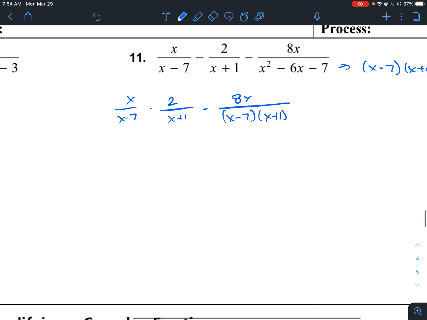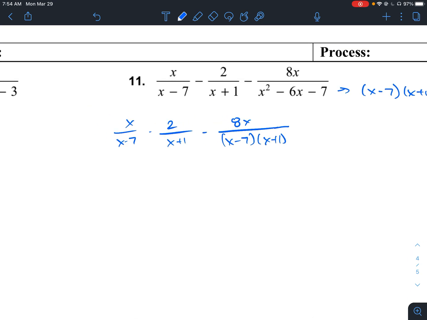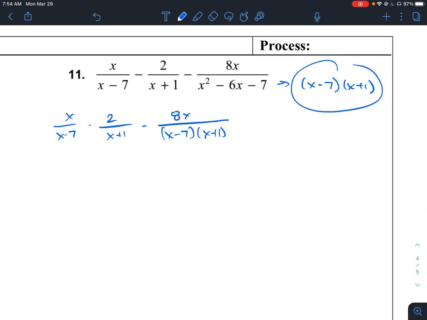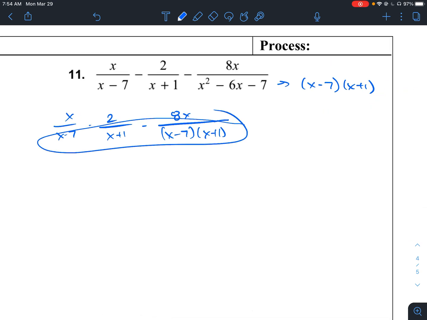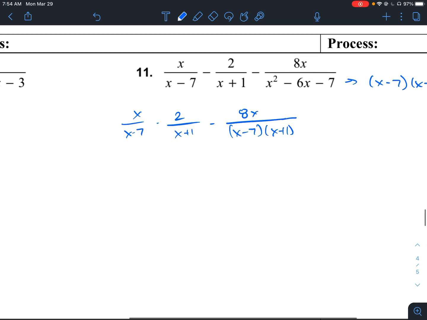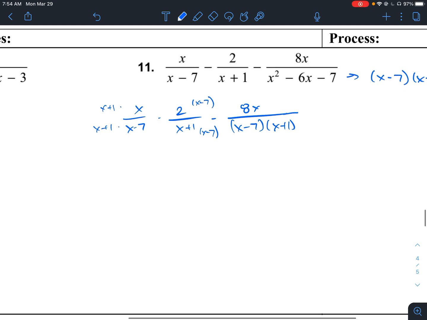So my factors in my denominator are these right here. Those are for all the denominators. They consist of these 2 factors. So for this one, in order to get the next factor, I have to multiply top and bottom by x plus 1. And here I have to multiply by x minus 7. And then this one right here, I don't have to multiply by anything because it already has those factors.